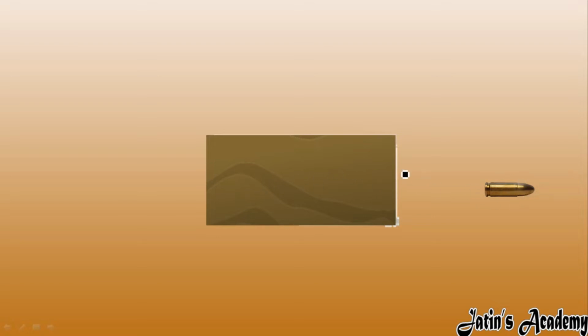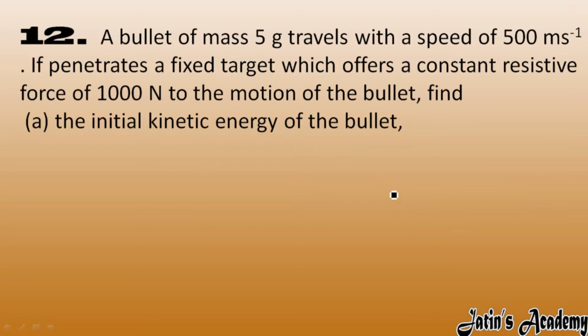So that's why when it is coming out, its velocity gets reduced. So we have to just give the answer based on this question. Now first we have to calculate the initial kinetic energy. Before entering the block, what is the initial kinetic energy of the bullet?